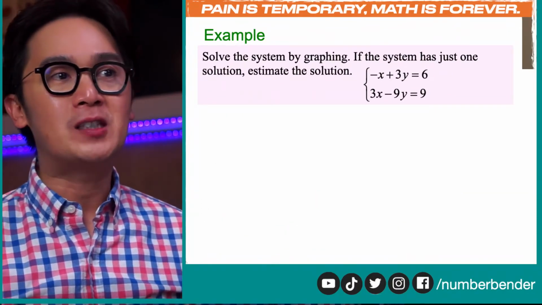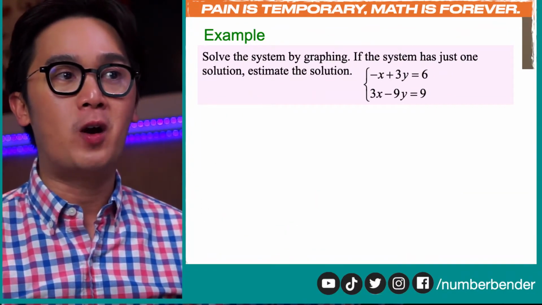So let's say I have negative x plus 3y is equal to 6, and 3x minus 9y is equal to 9.